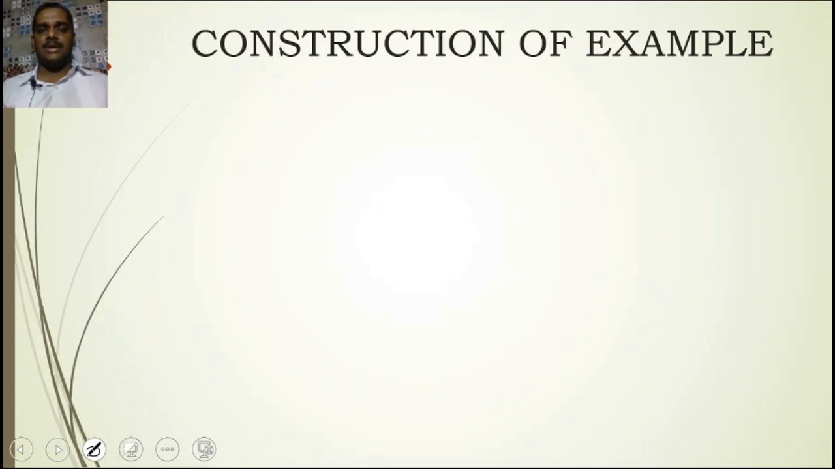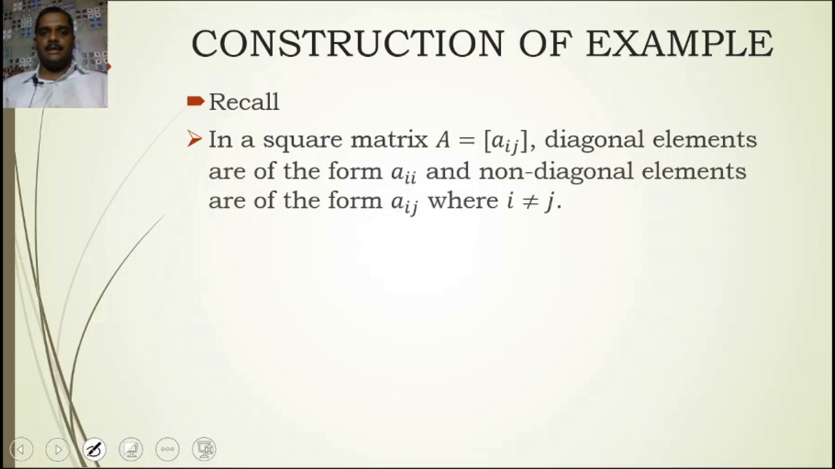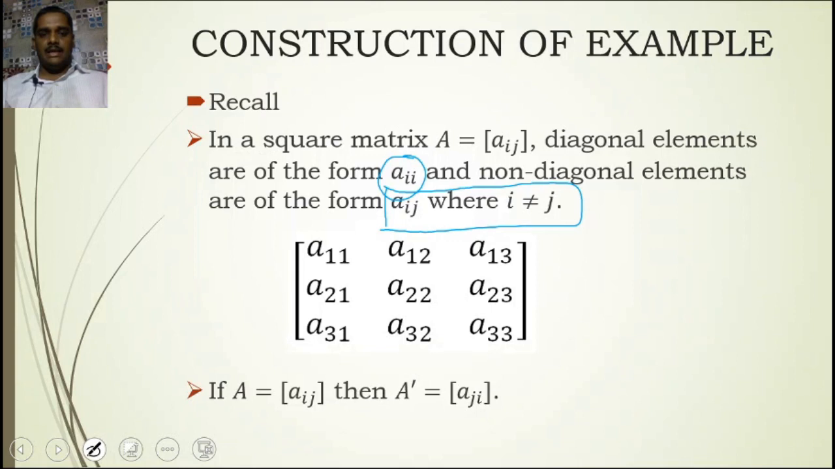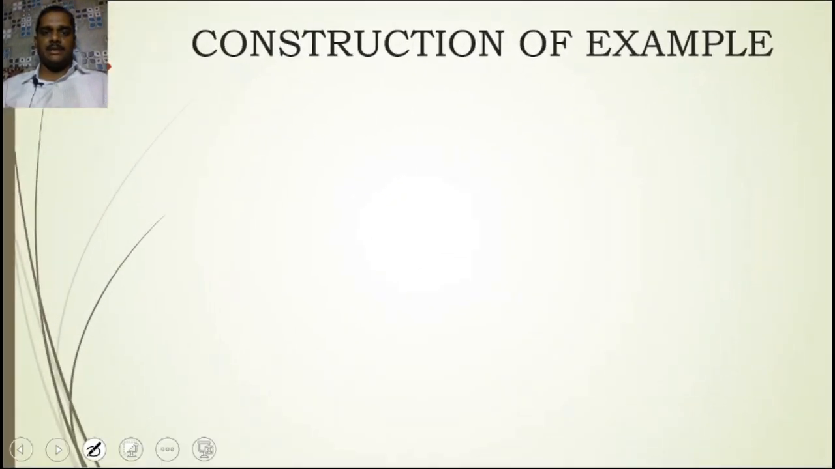Now let's talk about how to construct an example of a skew-symmetric matrix. For that, again, those two recall points. Number one, diagonal entries are of the form aii, where the row index equals the column index, and non-diagonal elements are of the form aij, where i is not equal to j. And the second point, if A equals aij, then A transpose equals aji, meaning the row index is interchanged with the column index.